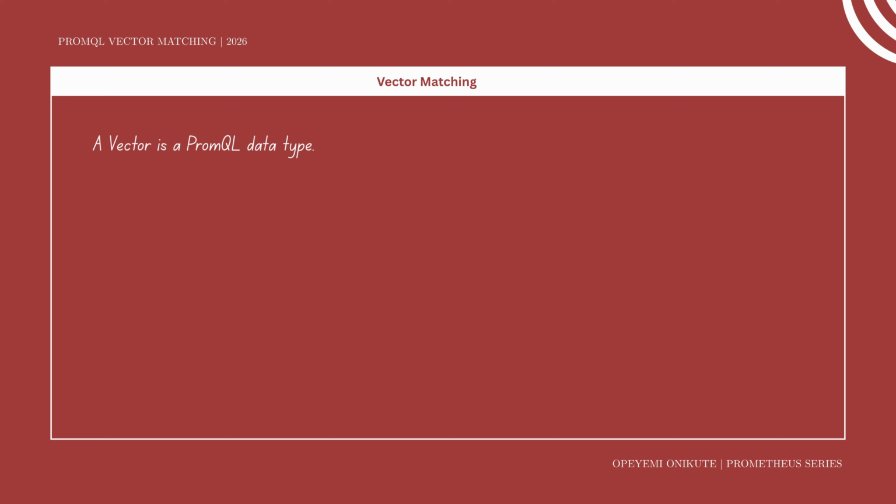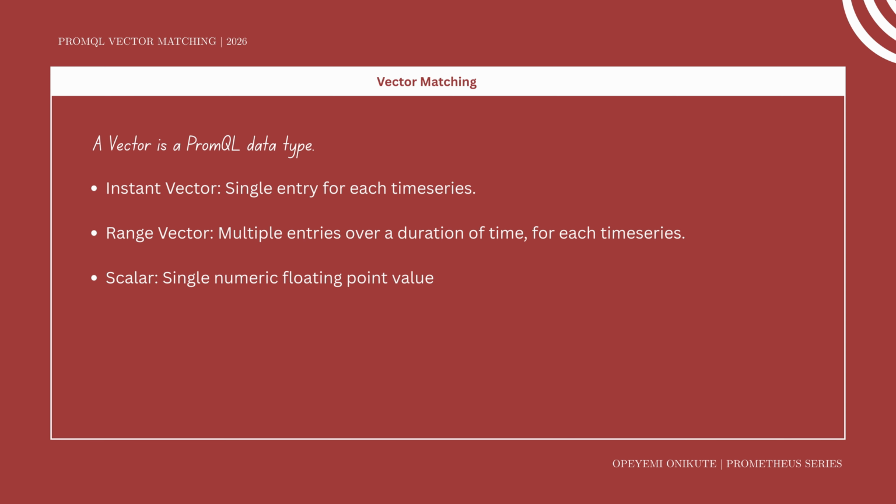Don't be afraid. Vector here just means a PromQL data type. An instant vector has a single sample for each result of your query, also known as a time series. A range vector has samples over a time period for each time series. And a scalar is a simple numeric floating point value. To learn more about instant and range vectors, see the link in the description.